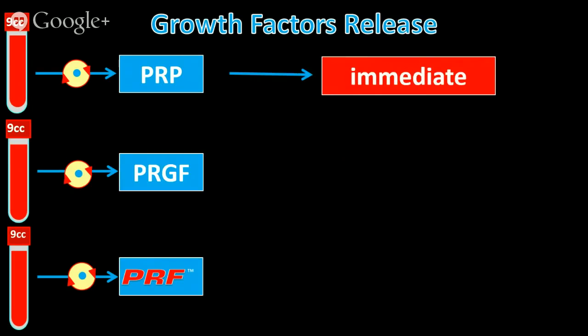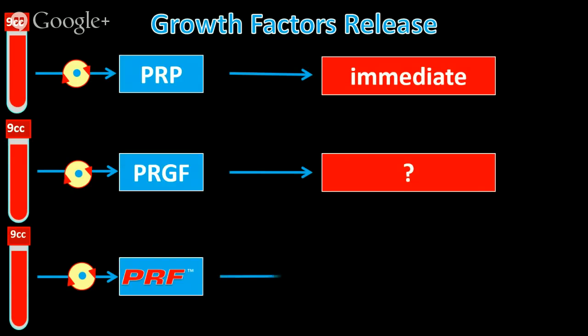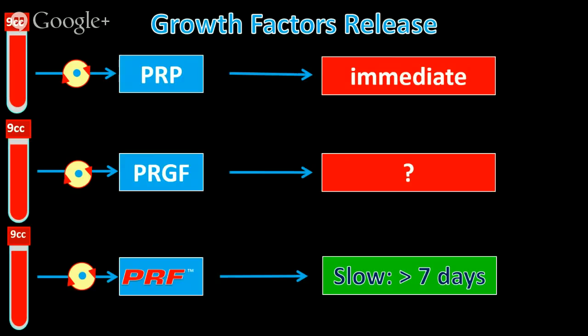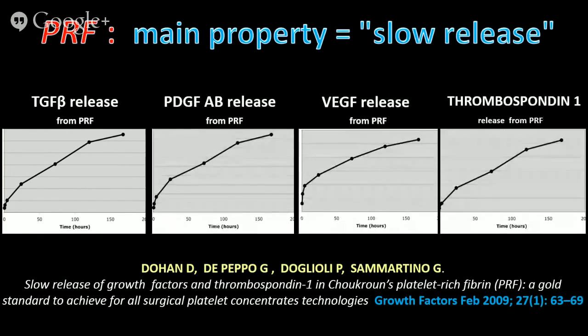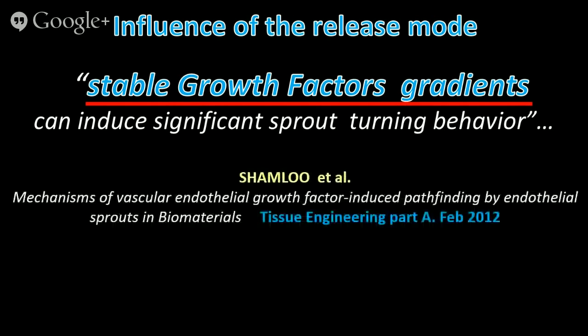However, the most important property of a platelet concentrate is how the factors are released into the site. In the PRP, the release is immediate. We don't know about the PRGF. And for the PRF, we have a slow release for around 7 days. Why is this property so important for all the factors? Because the fibrin is a recipient of factors, and this fibrin will release slowly and continuously the factors. But we know today from the science how these factors have to be efficient.